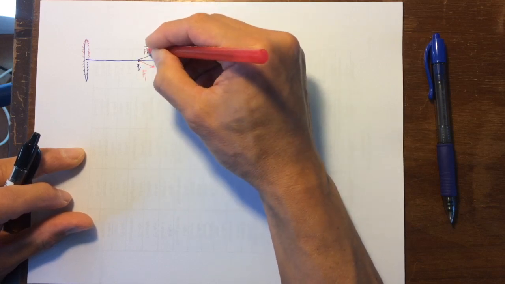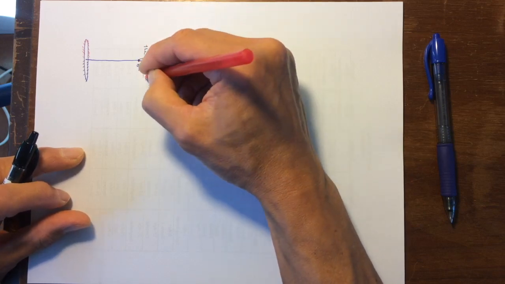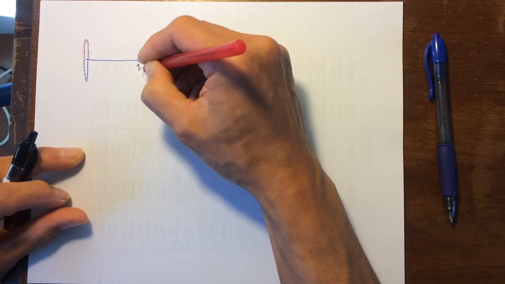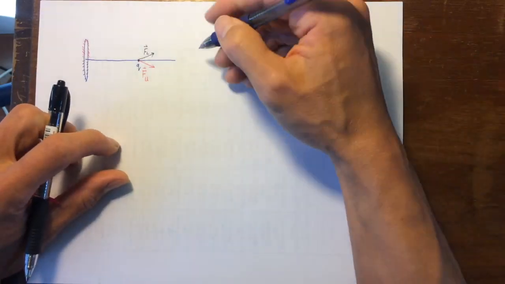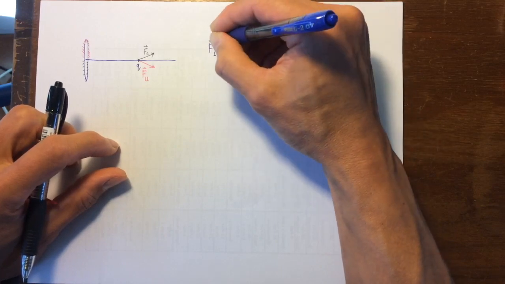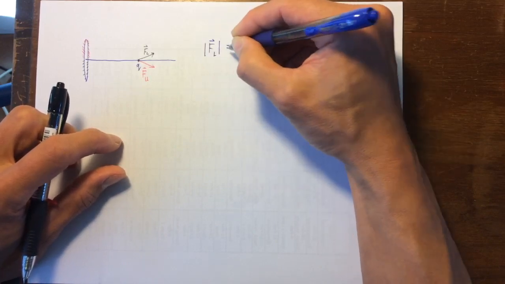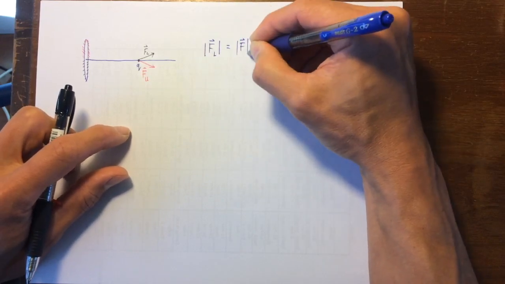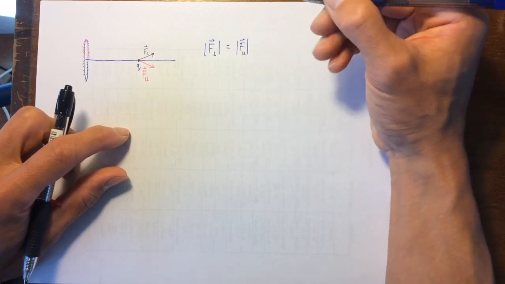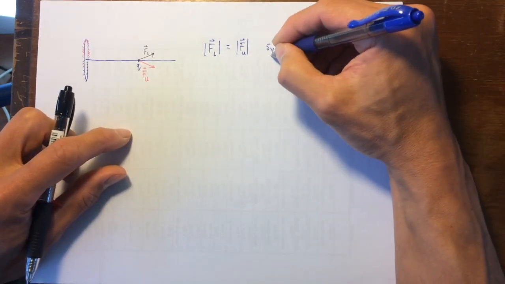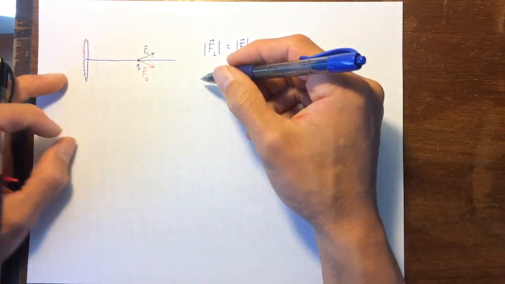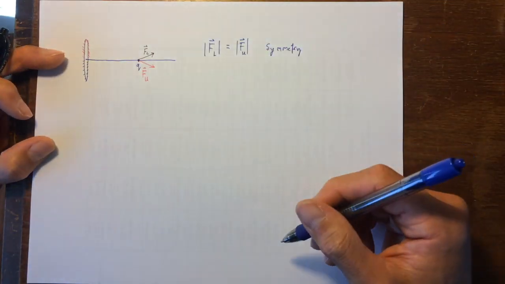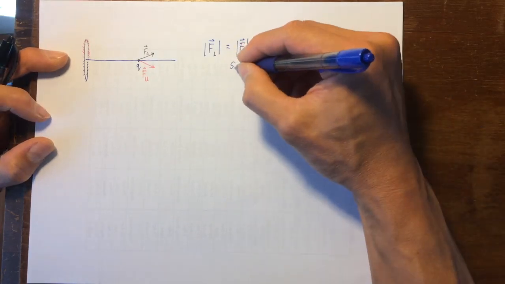So this is the force from the lower half, and this is the force from the upper half, right? And we should expect to see that the force from the lower half has the same magnitude as the force from the upper half. And this is a symmetry argument. It's the same amount of charge, the same distance away, in the same shape.